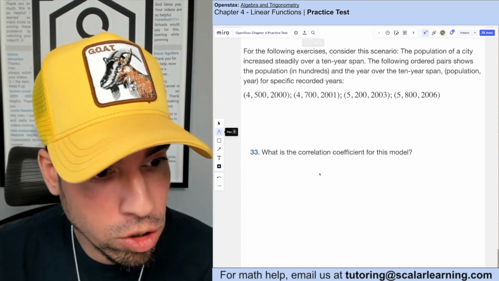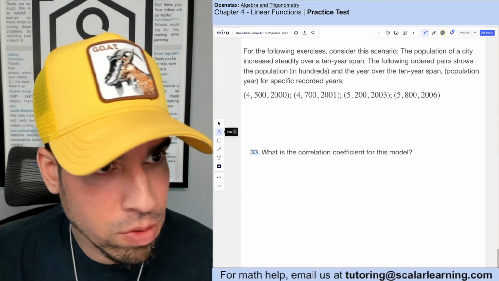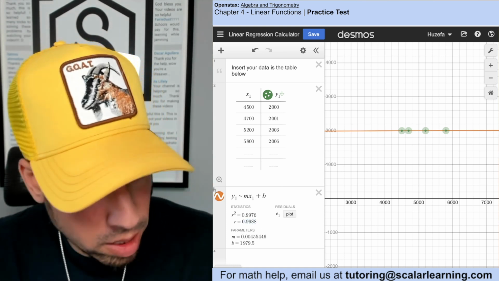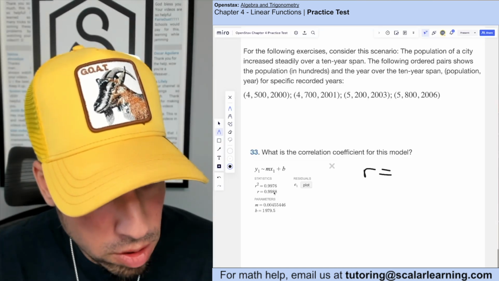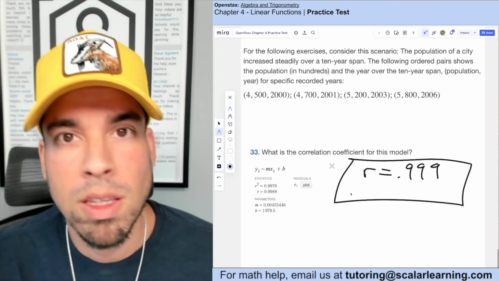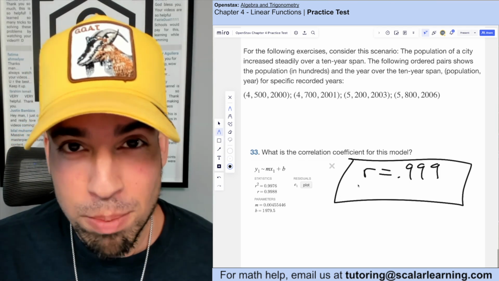Boom. So this question asks, what is the correlation coefficient for this model, which we can calculate from the linear regression model? So let's plug these points in as follows. And now we have the correlation coefficient, which is that R value right here, which if we round it to the nearest thousandth would be 0.999. Boom, done.